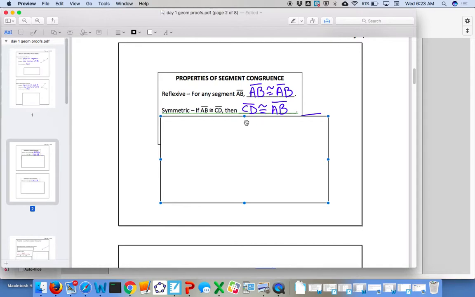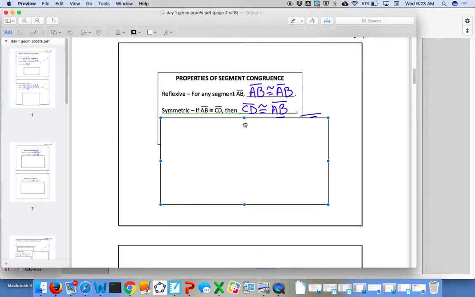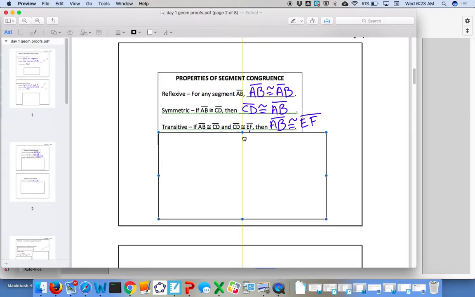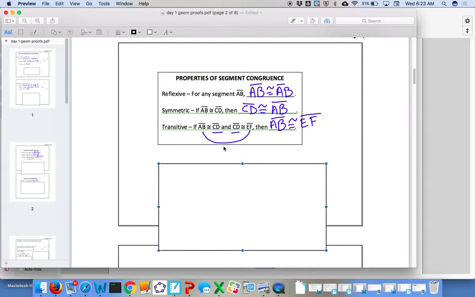Remember, when you're doing a proof, you have to make sure that the order that you have your final answer in is the same order that you were asked for the statement you were supposed to prove. And then we have transitive property. So what transitive property says is if segment AB is congruent to segment CD and CD is congruent to EF, then AB is congruent to EF. So again, what you're looking at on transitive property is the two middle sections match. So CD matches CD. You take out that matching part and then you put together the two pieces that are left.